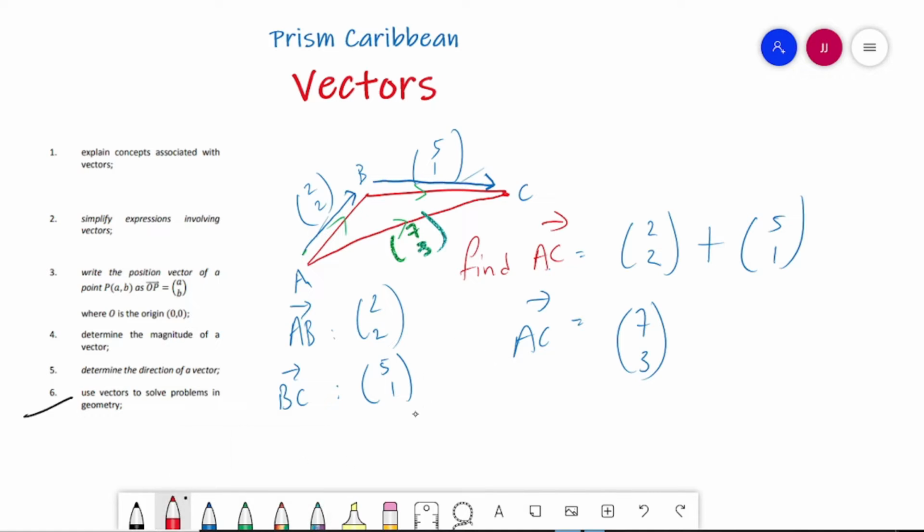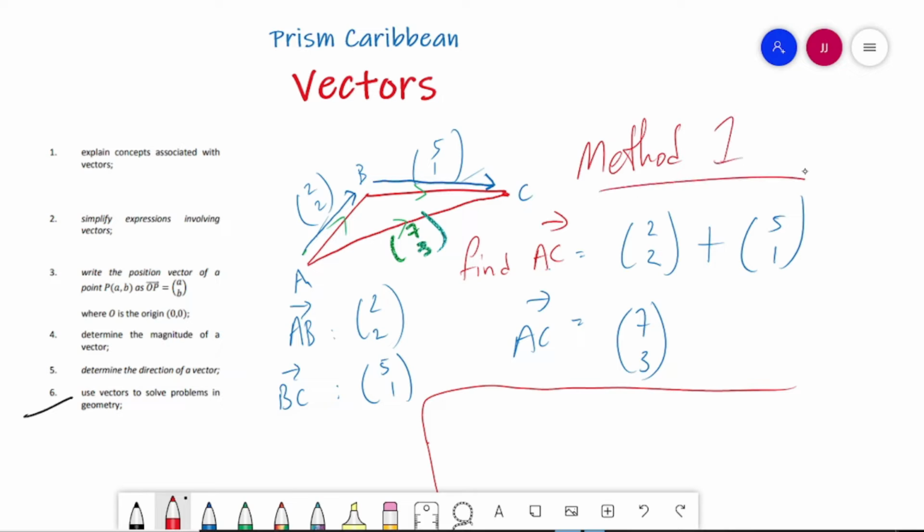But let's move on. Let's say we want another method, right? Let's call this method 1, and let's call this method 2. So for AC, this is method 2. We change the color. AC is equal to... So now, sometimes when you're in the exam and the diagram confuses you for whatever reason, or you simply don't want to use the diagram, or maybe you even want to check your answer over. We know we have vectors AB and BC.